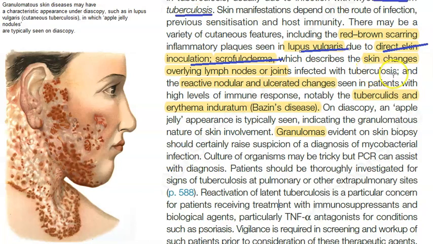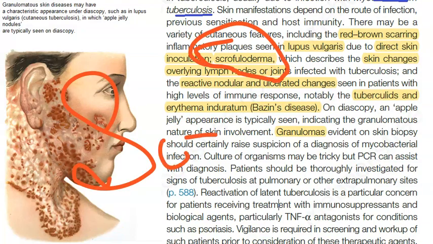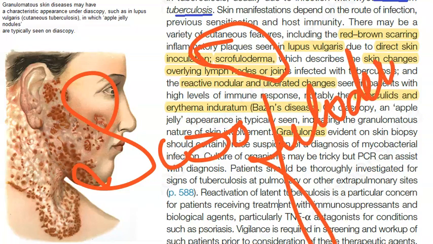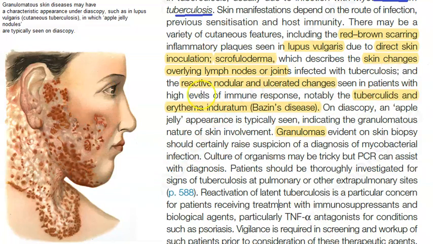Okay. Then you can have some Scrofuloderma. Scrofuloderma means wherever you have changes in the lymph nodes, etc. Over the lymph node, whenever the skin has changed, that is called Scrofuloderma. So what is Scrofuloderma? Important word, you'll hear it a lot. Scrofuloderma means the skin changes over the lymph node or the joint which has been infected with tuberculosis. Okay, that is Scrofuloderma. So one more term you learned.